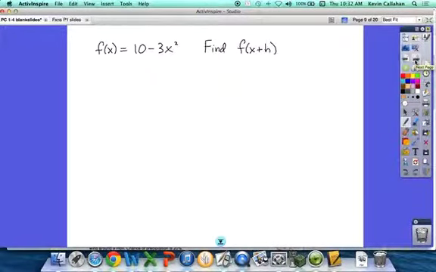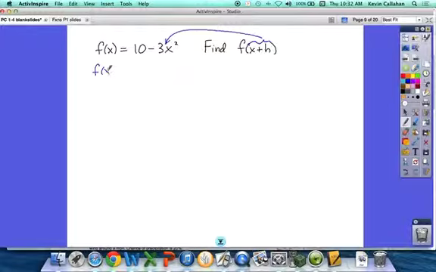We're going to do this now with the same function, 10 minus 3x squared. How would we find f of x plus h? We struggle with this one over and over again. We do it a little bit at the beginning of the class, and it's actually like the last chapter. We do this all the time. How would I find f of x plus h? For every x, you add h. Meaning plug that in the place of x. Right? It'll look like this.